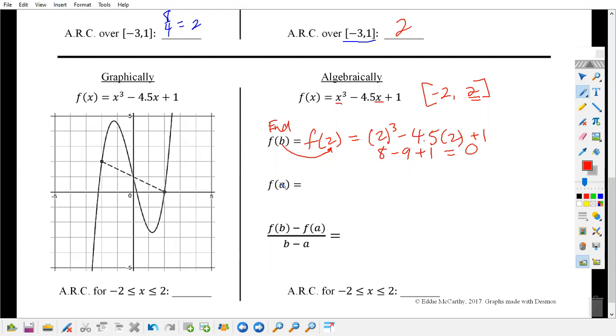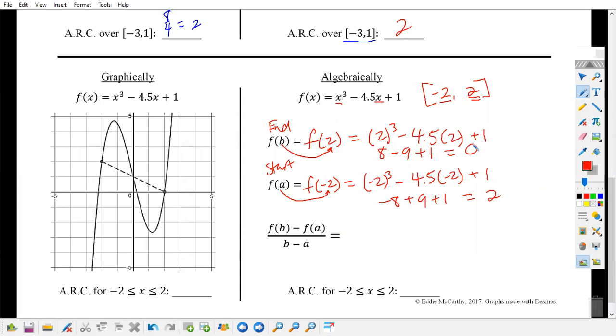Okay. Your f of a is where you start on the interval. And where did we start? At -2. So f of -2, -2 is going to be our a. So we're plugging in -2 cubed minus 4.5 times -2 plus 1. That's going to give us -8 plus 9 plus 1, which equals 2. How are we doing? Good.